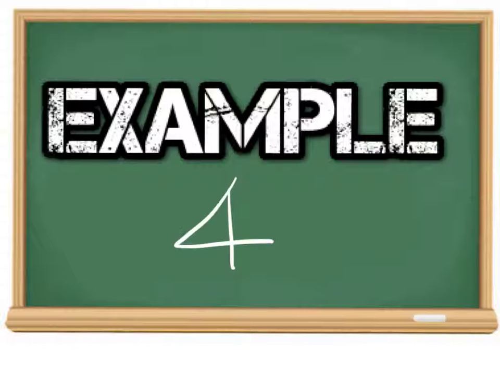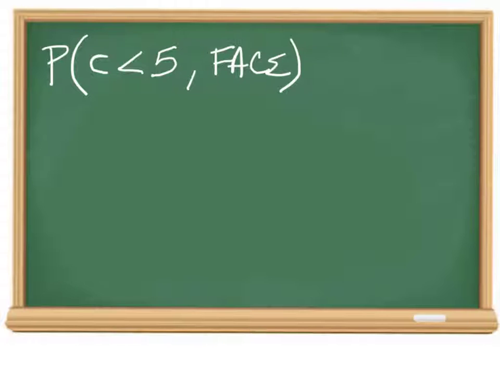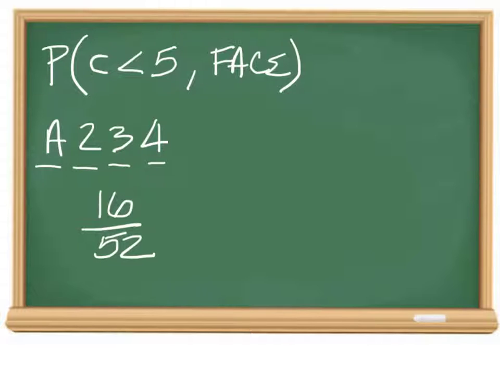Example number 4. What is the probability of drawing a card that is less than 5 and then a face card? How many cards are less than 5 in a deck of cards? 16. Well, you have ace, 2, 3, 4, and you're right, it is 16. There's 1, 2, 3, 4, so we'll have 16 over 52.